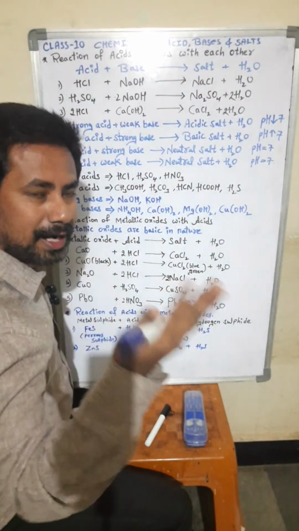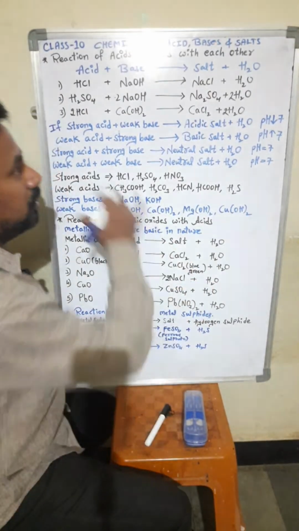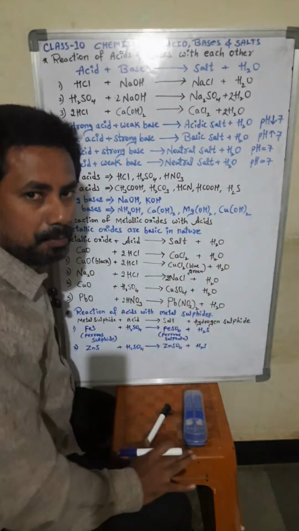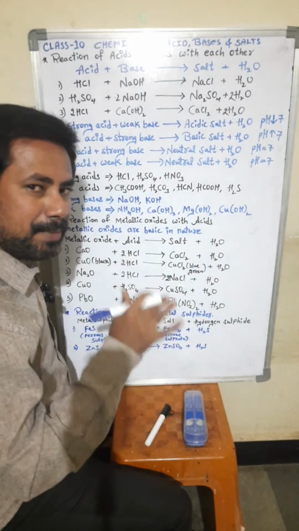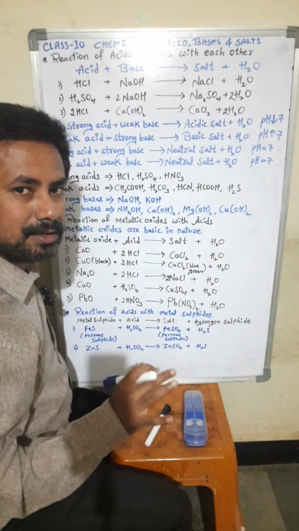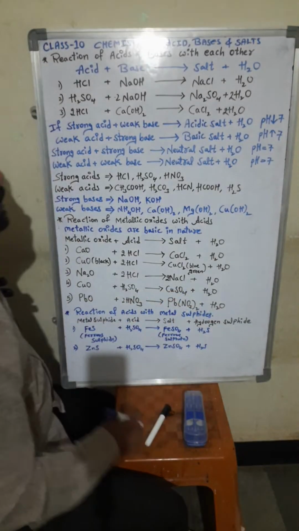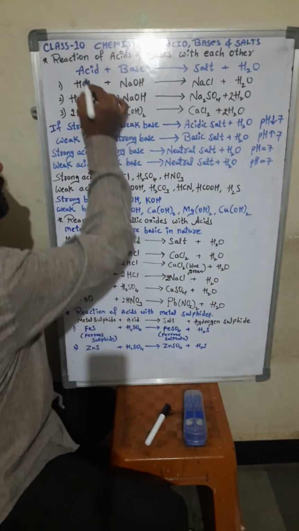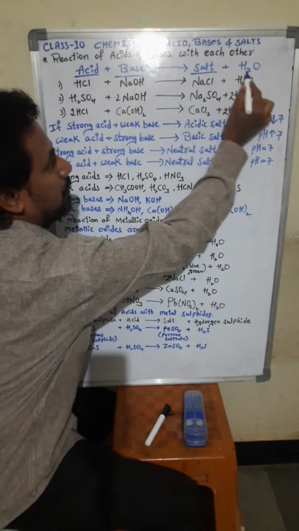What do you mean by neutralization? When acid and base combine, it is called a neutralization reaction. You have to remember, salt and water will form. What is a neutralization reaction? When we add acid and base, salt and water will form. So this is called a neutralization reaction. Okay, fine. So this is very, very important. This formula you have to remember. Acid plus base, when we combine, salt plus water will form.